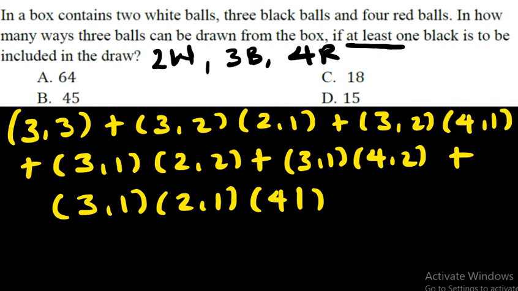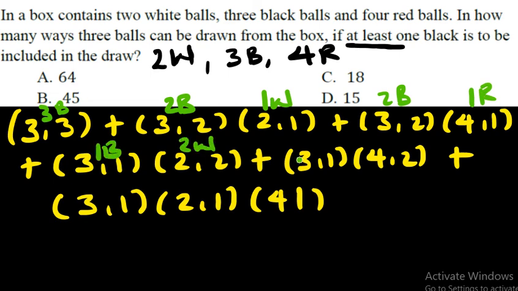Okay, let me write what I mean. Once, this means 3 black. This means 2 black and 1 white. And this means 2 black and 1 red possibility. This means 1 black and 2 white, or 1 black and 2 red, or 1 black and 1 white and 1 red. That's the way the combinations are going to be. This is the maximum possibility that we have.